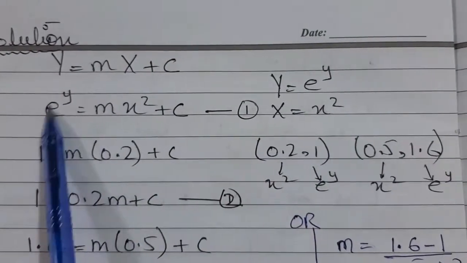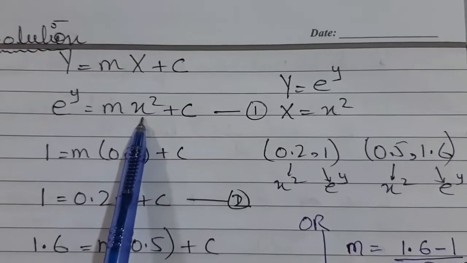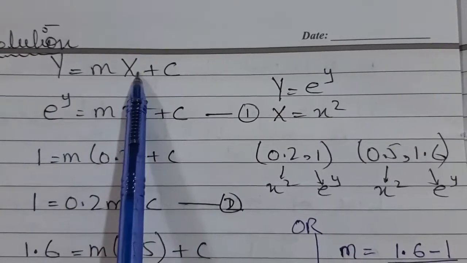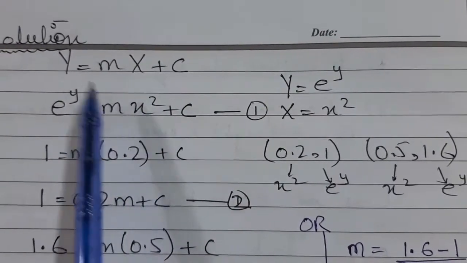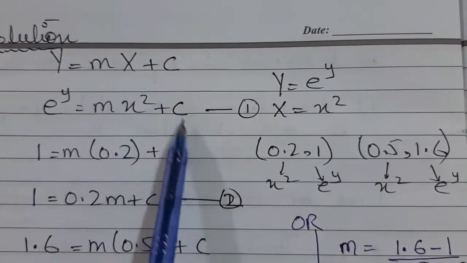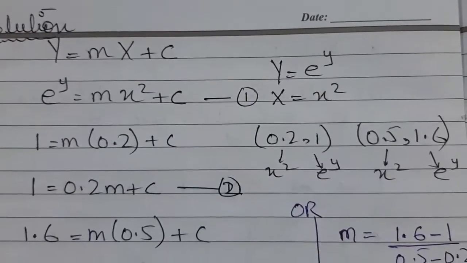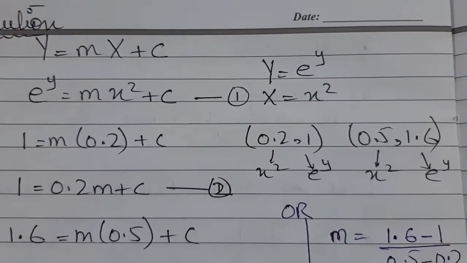Okay, so now this is linear law form, and this I have picked up from the graph. My y-axis was e power y. My x-axis was x square. So I'm replacing x by x square and y by e power y, and m and c as it is. So now I will find out what my m and c are, and then I will find out the value of e power y when x is 0.